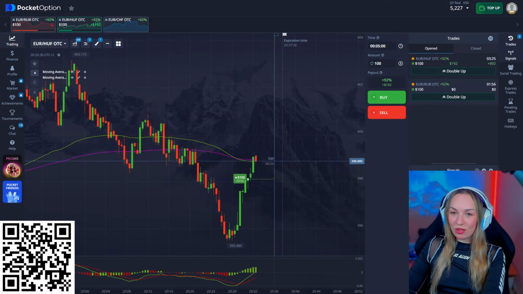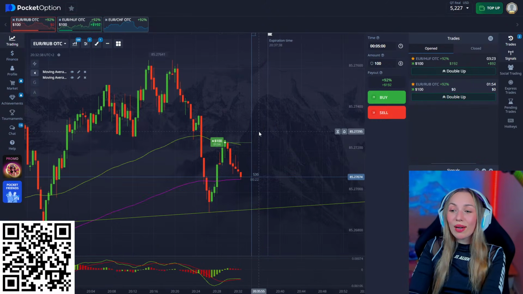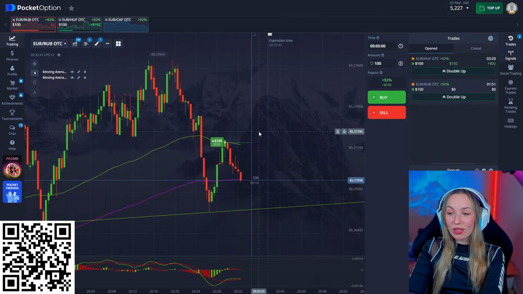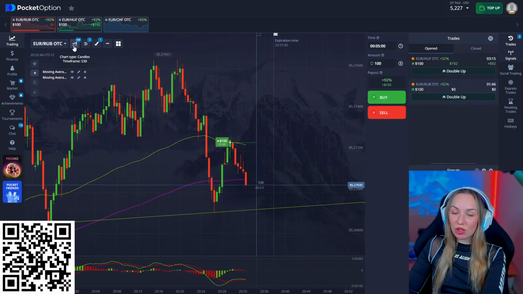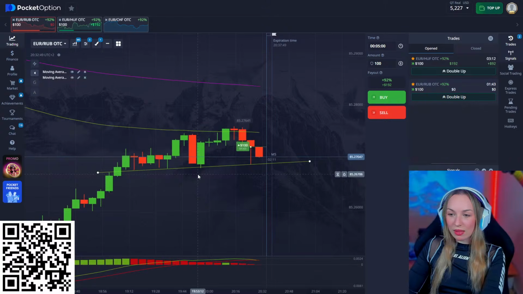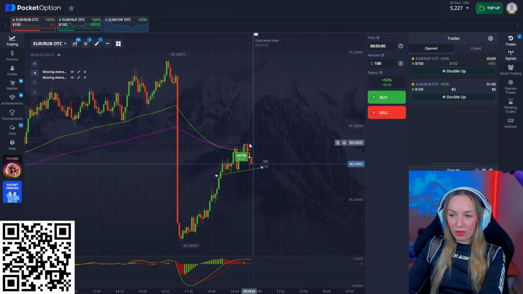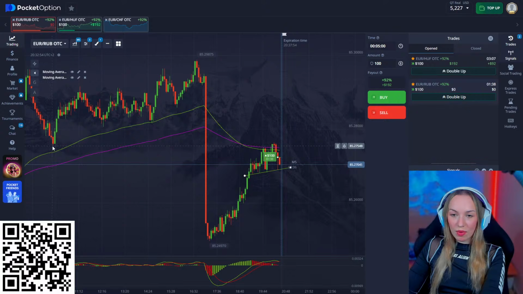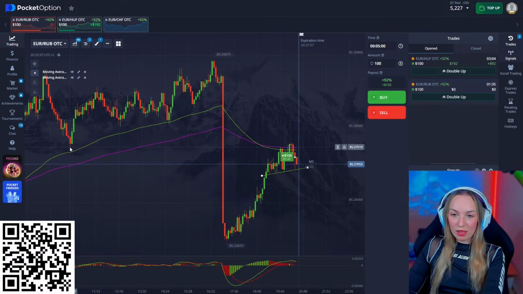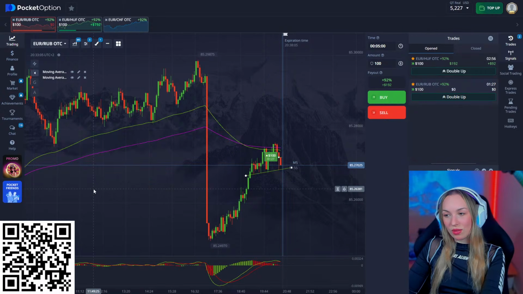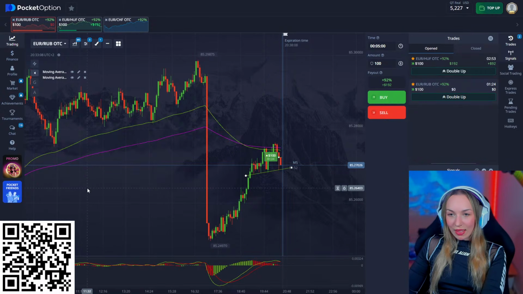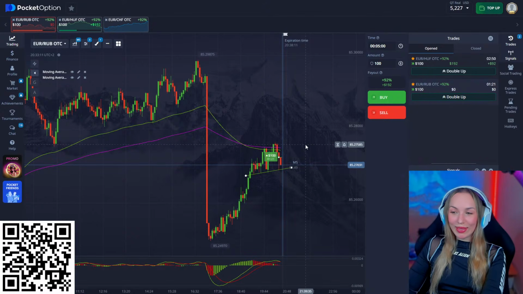Euro CHF started to go up, which is good, but the Euro Ruble doesn't want to. Euro Ruble wants to touch the support again, or maybe even break it, because when there are too many touches of the support, it can easily break. And we can see that probably somewhere there was some support, and right now our price uses it as a resistance, and that's why it started to go down. Euro, go up. We want the euro to go up.